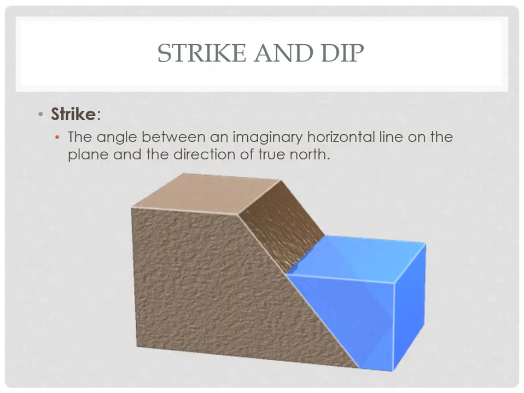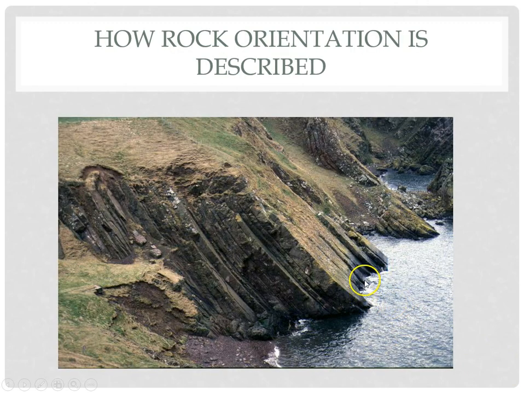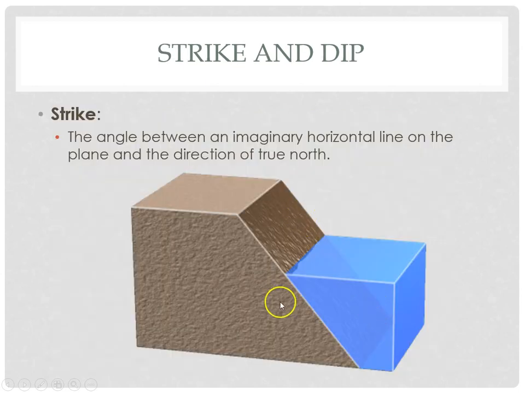So the strike is the angle between an imaginary horizontal line on a plane and the direction of true north. Let's imagine this edge of my little block is the top of those rock layers. Where that ocean touches the top of the rock layers, you can see a perfectly flat area. So we're going to figure out what direction that's pointing. If we assume north is looking forward, that's pointing off to the northeast, right? So that's the strike of a rock.